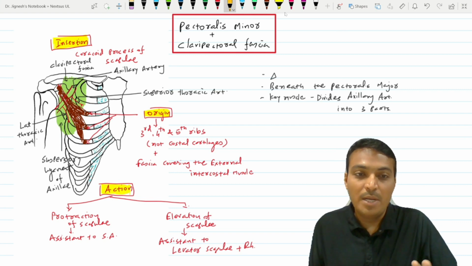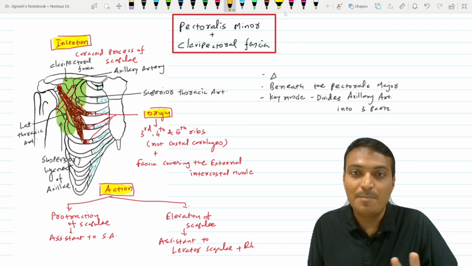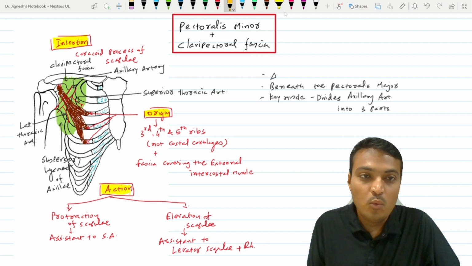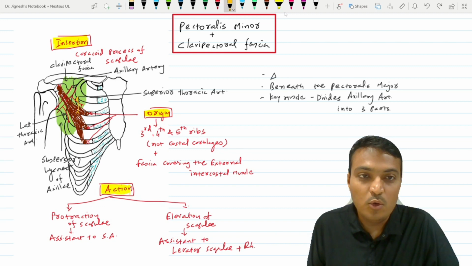When we see the nerve supply of this pectoralis minor muscle, it is going to be supplied by the lateral pectoral nerve and the medial pectoral nerve. The lateral pectoral nerve is going to pierce the clavipectoral fascia and reach up to the pectoralis minor to supply it, while the medial pectoral nerve is going to pierce the pectoralis minor muscle and supply it.